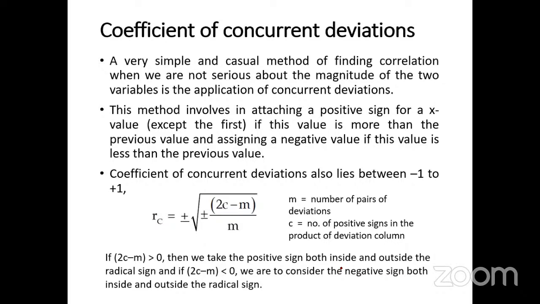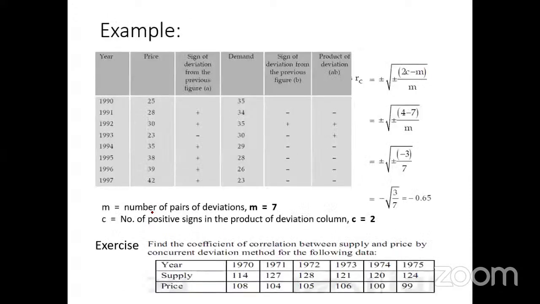Another most important term in correlation analysis is the coefficient of concurrent deviation. When we are not very concerned about the magnitude of our variables, we use concurrent deviation, and for it we use this formula. Just see the example so you can understand it well. Let us consider you have year-wise price data and demand data. Observe the data set: in 1990 your price is 25, then it goes increasing, then decreasing, again increasing, so such a pattern exists. Similarly in demand, it is 35 in 1990 and it goes decreasing, increasing, again decreasing and decreasing.